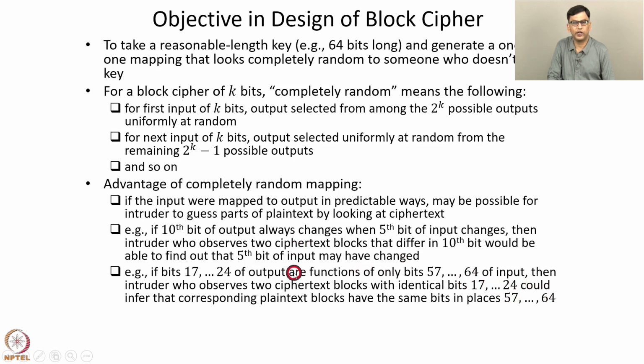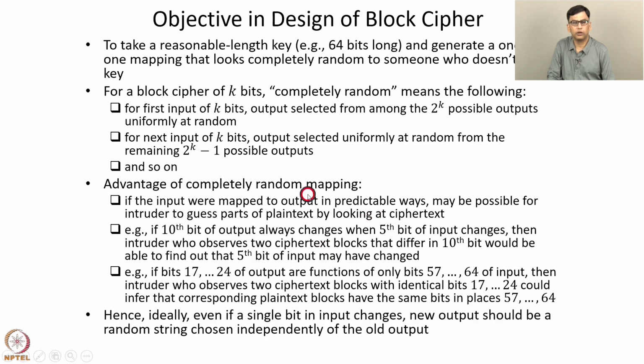So to avoid examples like these, we choose the one-to-one function so that the output looks like a completely random mapping from the input. In particular, even if a single bit in the input changes, then the new output should be a random string that is chosen independently of the old output. So these are the objectives that we require while choosing the one-to-one function used to map the plaintext to the ciphertext.